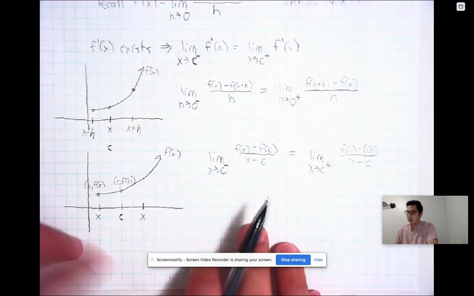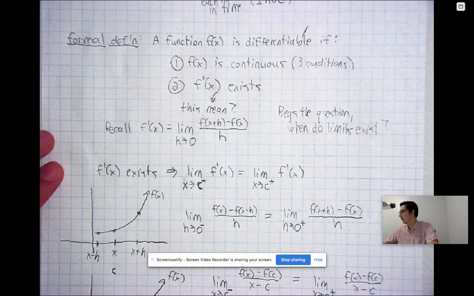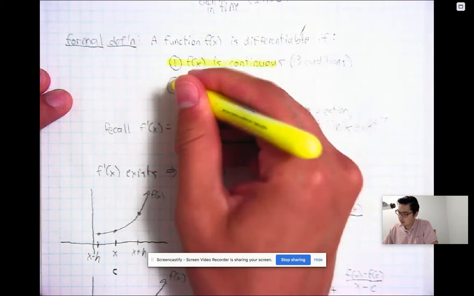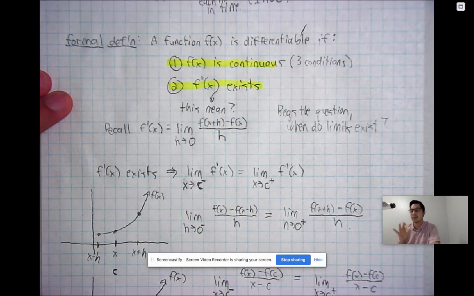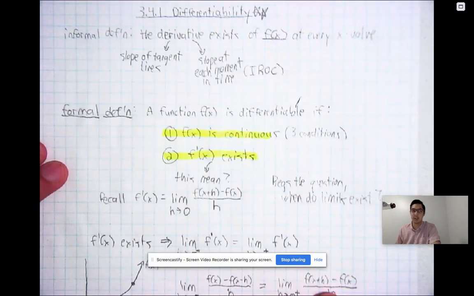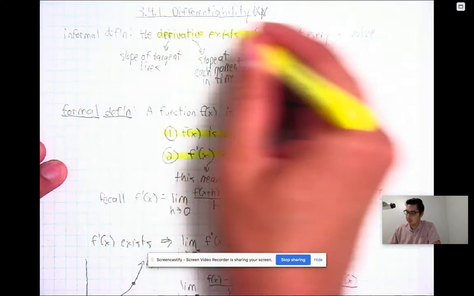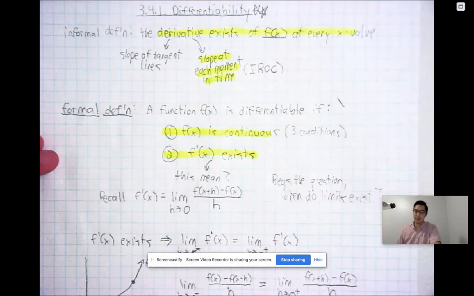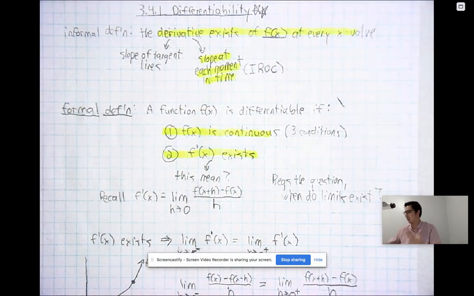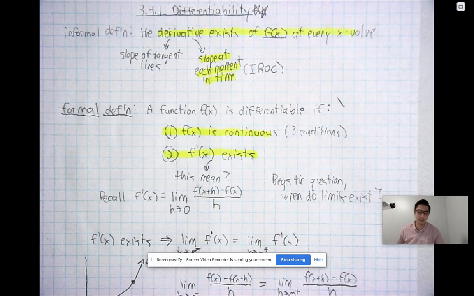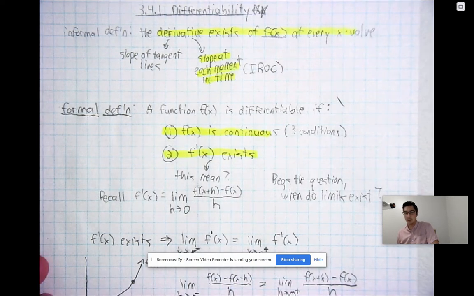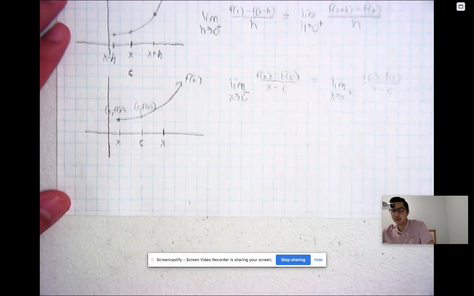So that is the formal definition of derivative. For a function to be differentiable, it has to be continuous and the derivative has to exist. Now, an informal way to think about it is just think that the derivative exists at every point, which is really just the slope at each moment exists. Whatever helps you understand it is important, and maybe you even have your own way of understanding it. So a function is differentiable if it is continuous and the derivative exists. Now, don't be confused. There are a few things that get confusing.